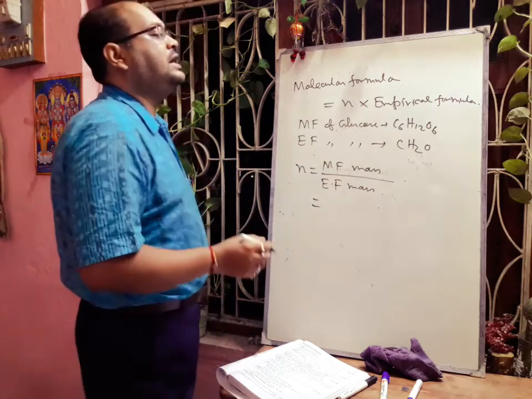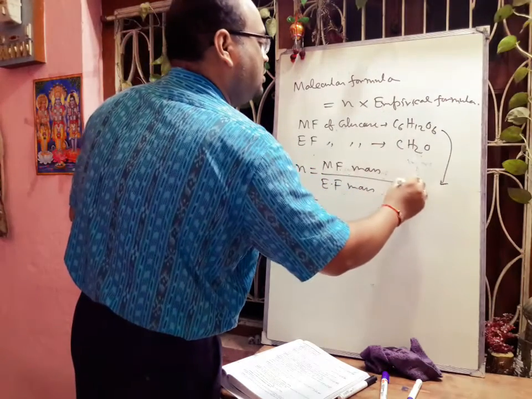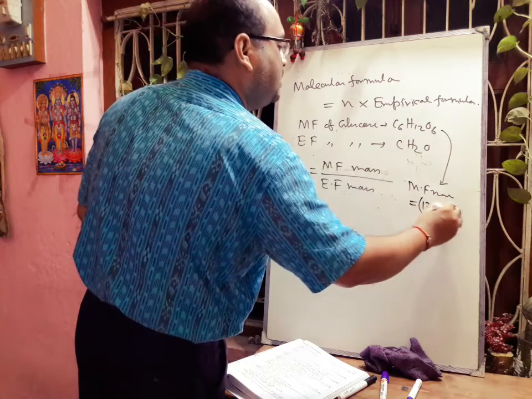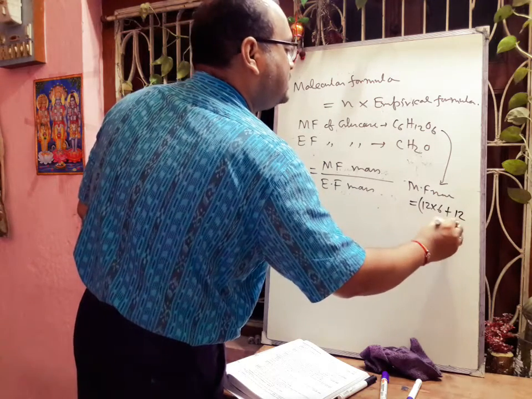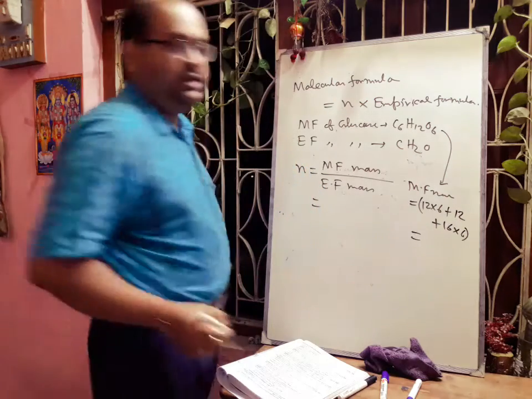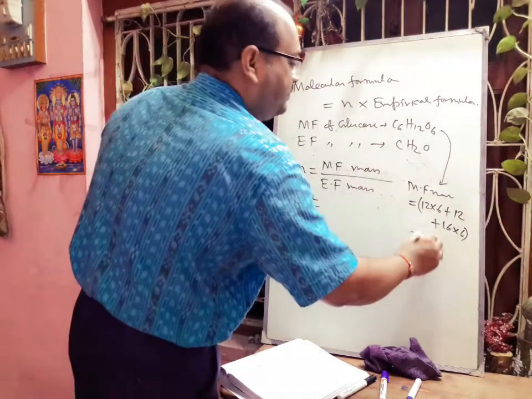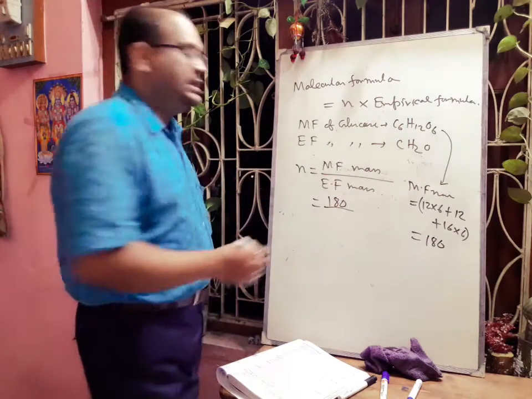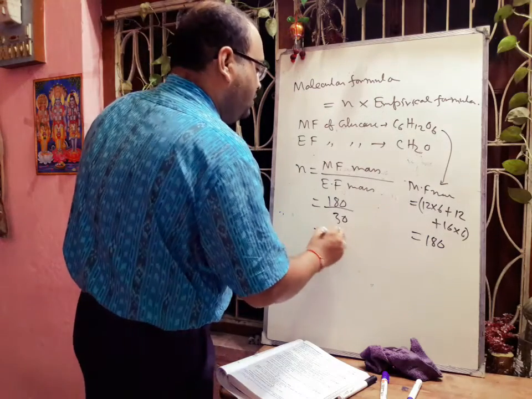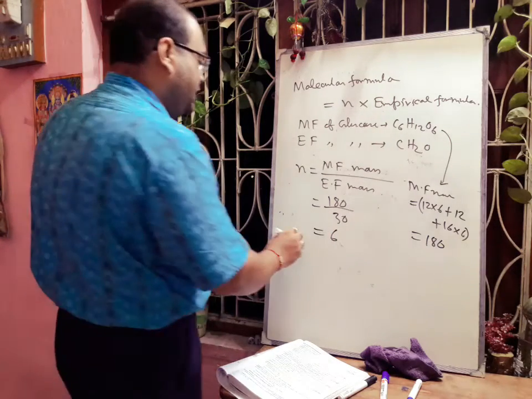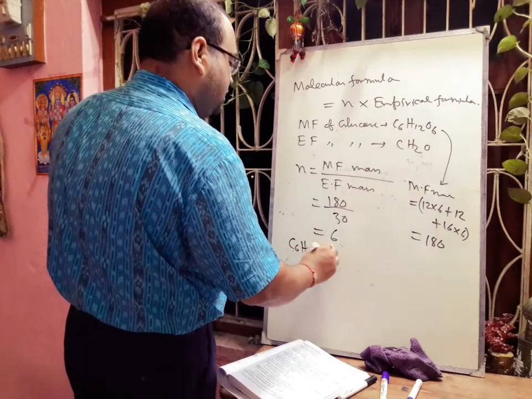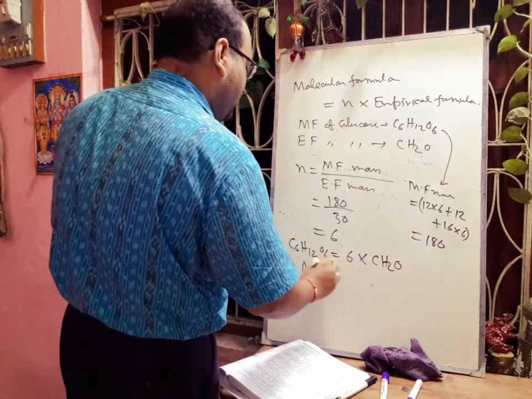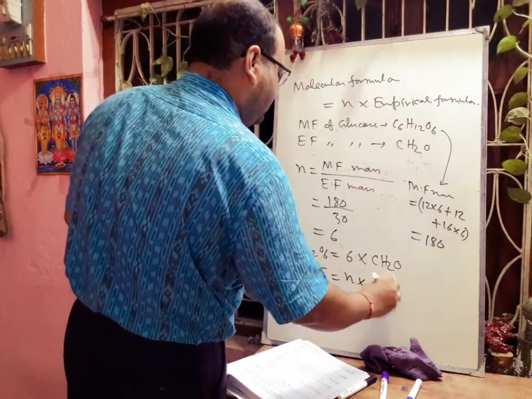Now here we have to calculate the molecular formula mass of glucose. So the molecular formula mass of glucose will be 12 into 6 plus 12 plus 16 into 6. If we calculate, we will get the value 180. And just now we have calculated the empirical formula mass, that is 30. So the value of n is equal to 6. So from here we can easily write that C6H12O6 is equal to 6 into CH2O. So molecular formula is equal to n into empirical formula.